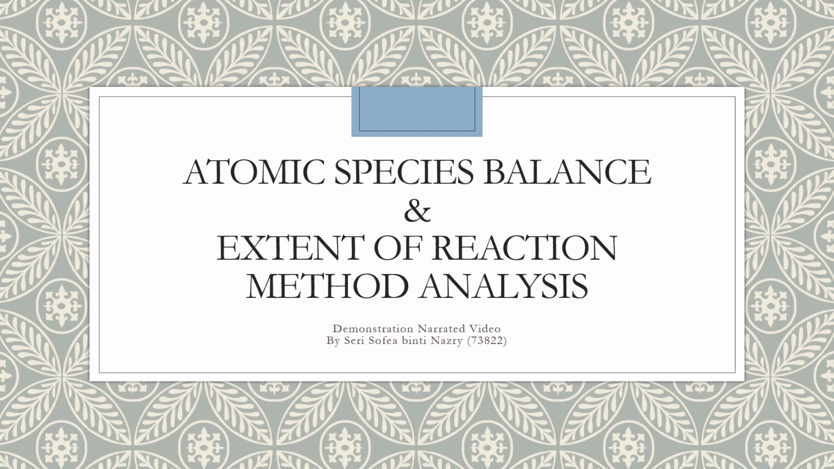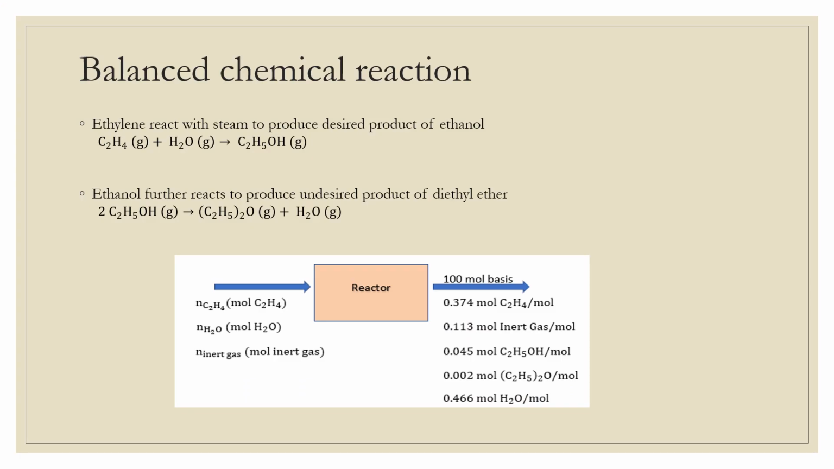So I'm going to demonstrate a narrated video about the atomic species balance and extent of reaction method analysis. Based on the question given, there are two balanced chemical reactions. The first one is when ethylene reacts with steam to produce the desired product of ethanol, and the second one is ethanol further reacts to produce the undesired product of diethyl ether. There is also the flow chart of the process with unknown input variables. Meanwhile, the composition of the product gas is given with a basis of 100 mol of effluent gas.